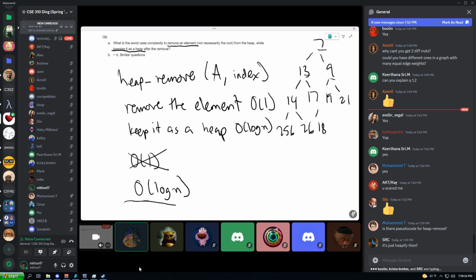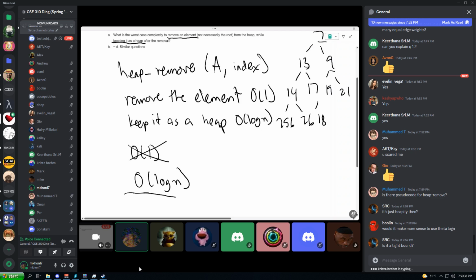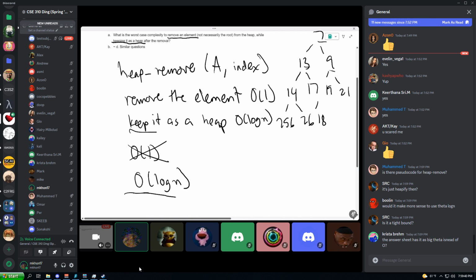It's just heapify then? Well, technically it's not just heapify. You keep it as a heap, which is heapify, and you're also removing the element. It just so happens that getting rid of the element is big O of 1, so it doesn't matter. So it is just like heapify's timing, because the removal time is just 1, it's nothing.